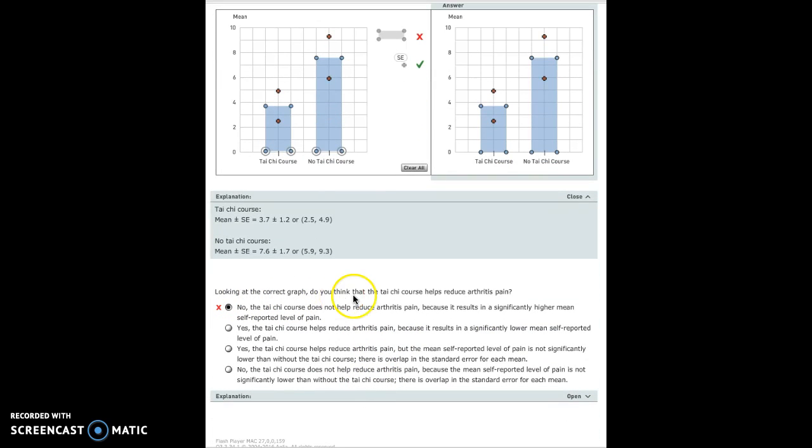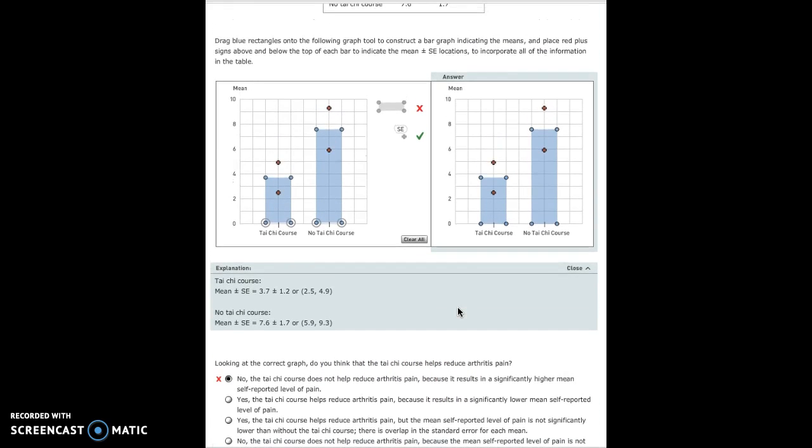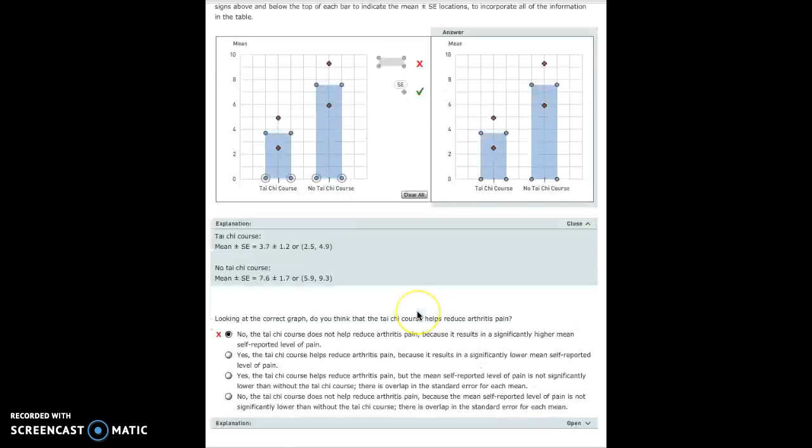And here we're asked to determine if the Tai Chi course was helpful in reducing arthritis pain. And because we don't see any overlap of these values, we feel pretty confident that those who went through the Tai Chi course reported significantly less arthritis pain, because the mean values are very different and the span of standard error for both categories do not overlap. In other words, this value of 4.9 is not in this range from 5.9 to 9.3.